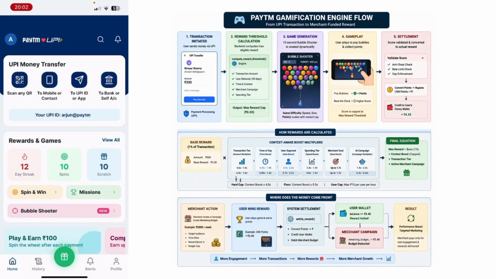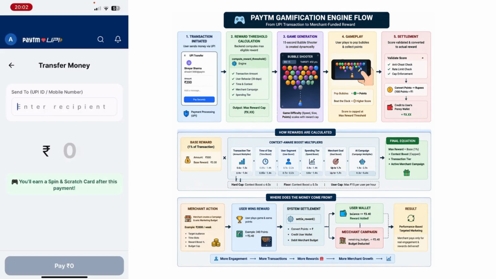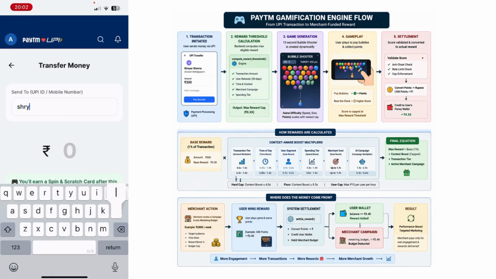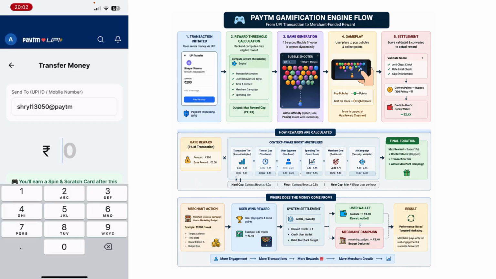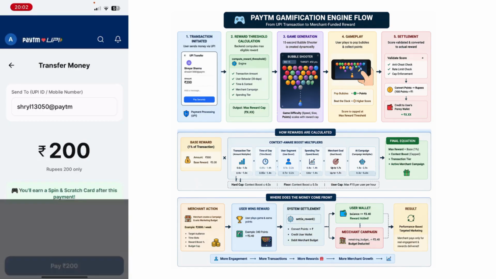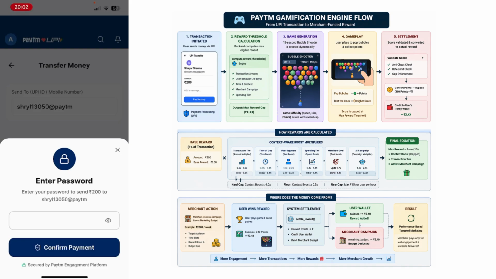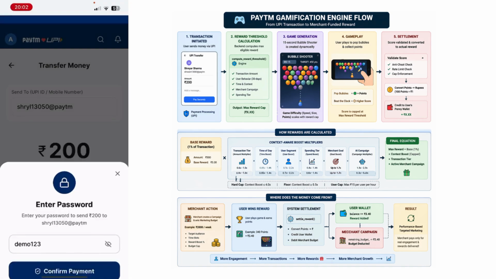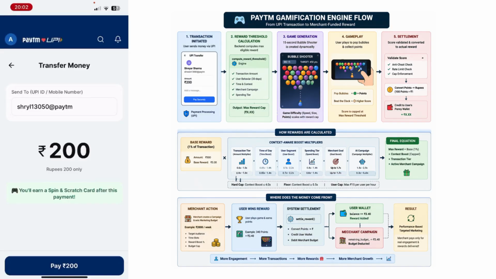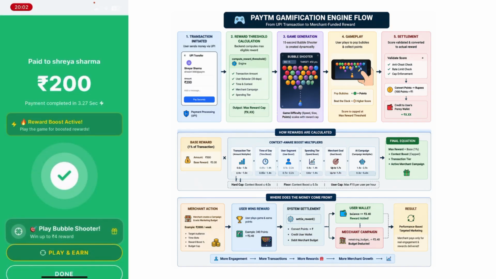Now for the demo purpose, let's simulate a payment to show what real feature we have added. I'll transfer the money to shrail13050@paytm, which is a valid UPI ID in this database. So let's say I'm sending 200 rupees. I'll enter the password again, demo123, and now the payment is successful. You can see 200 is paid to Shreya Sharma.